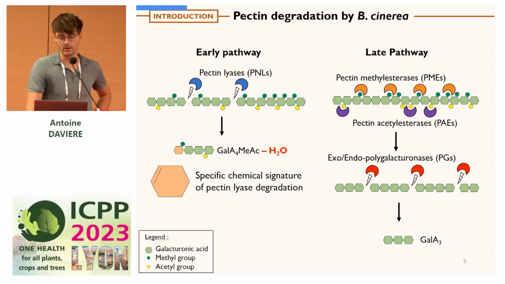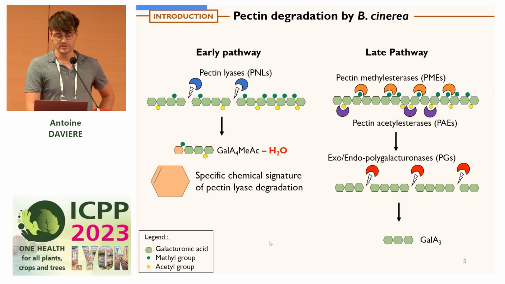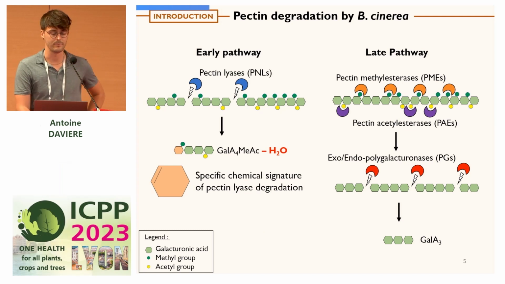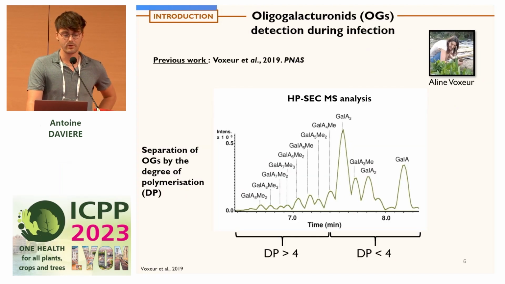This degradation will produce what we call oligogalacturonides, or OGs, that can be differentiated by their origin, because there is a specific chemical signature of pectin lyase degradation: a double bond terminal galacturonic acid. The OGs are well known for their activity as danger-associated molecular patterns that are recognized by the plant and can induce PTI.